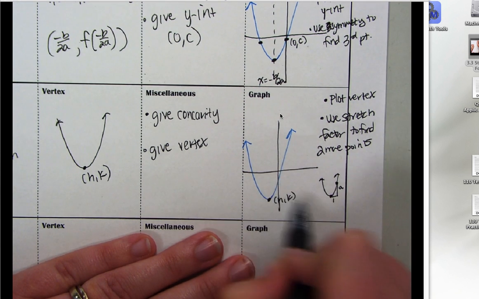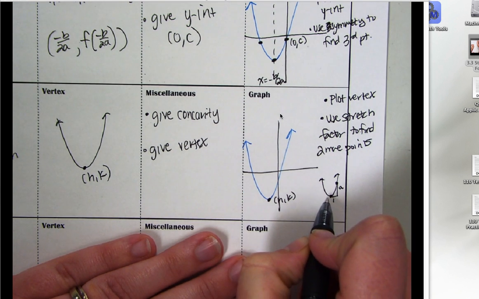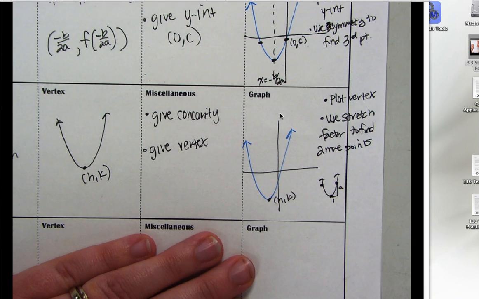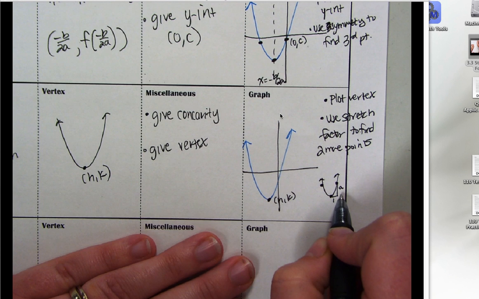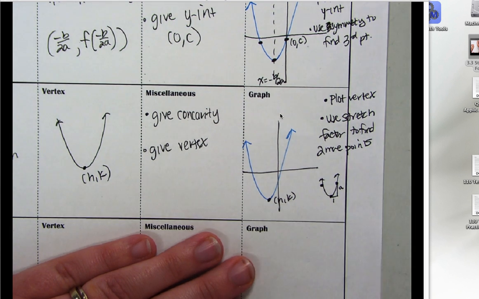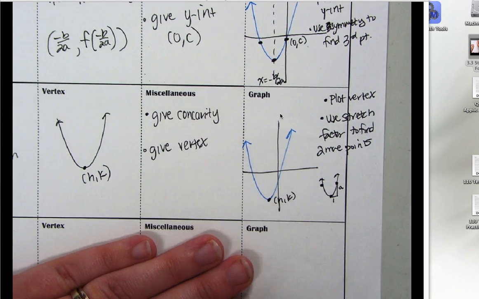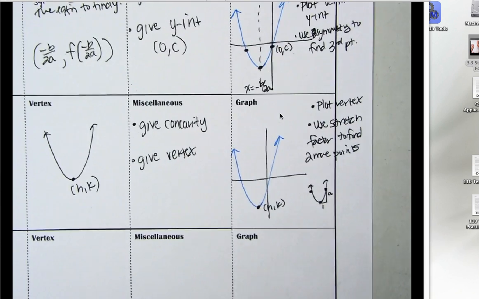So if you had an a value of 2, you could go right 1 up 2, and then by symmetry, you could go left 1 up 2 and find a point. If your a was negative, it would tell you right 1 and then down by however much your a value is. So the a value is helpful in finding a few additional points on either side of your graph. Okay, let's do some practice of graphing vertex form.